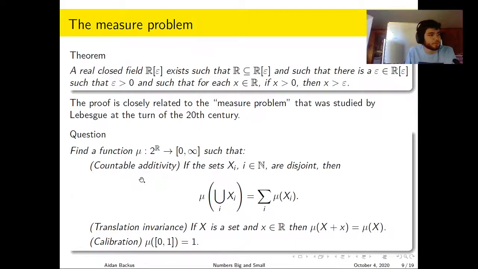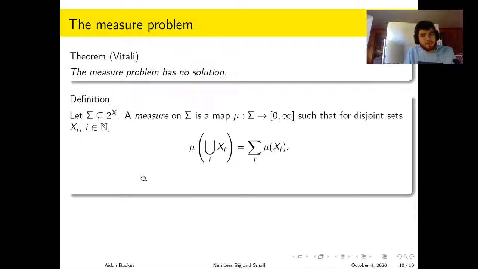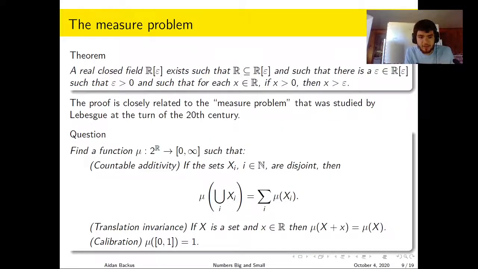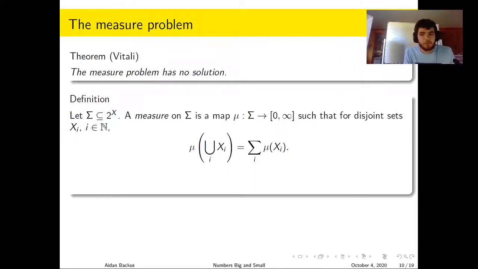Okay, and then Vitali came in 1905, I think, and proved that this is actually impossible. There does not exist a function mu with all three of these properties defined for every subset of the real numbers. And so we have to compromise. We have to restrict to special subsets of the real numbers where this thing is reasonable to define.